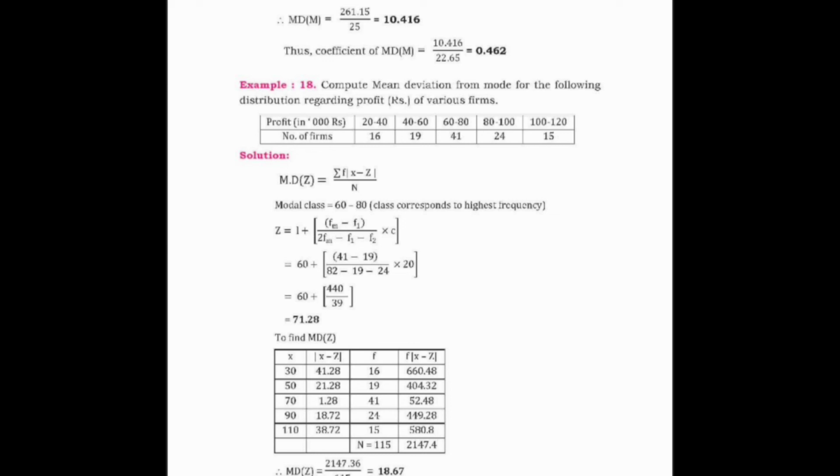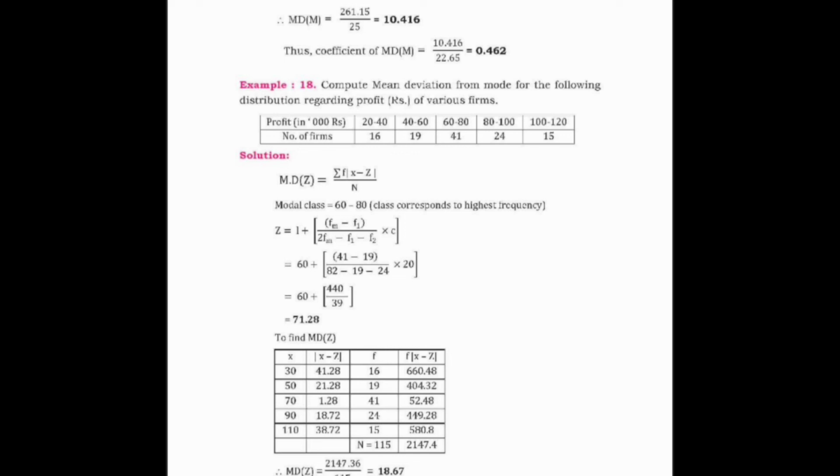The mean deviation from mode is equal to, you have to calculate the mode first. You have to find the highest frequency, that is 41. 41 is 60 to 80. Then 60 to 80 is considered as the class interval where the mode is. Then z is equal to L plus fm minus f1 divided by 2fm minus f1 minus f2 into a. See the formula, you substitute and calculate the mode there.